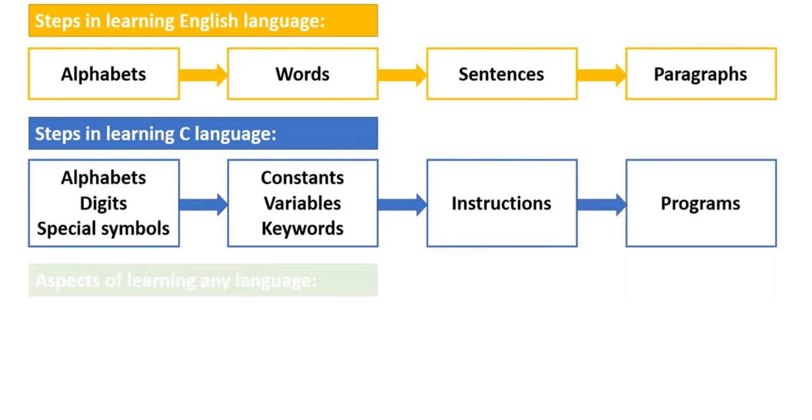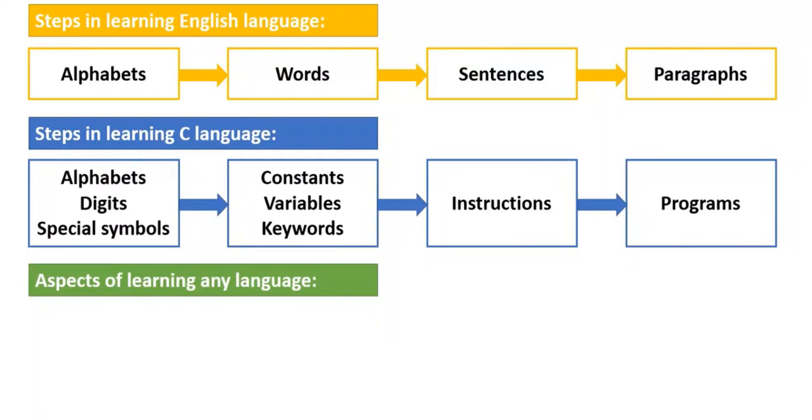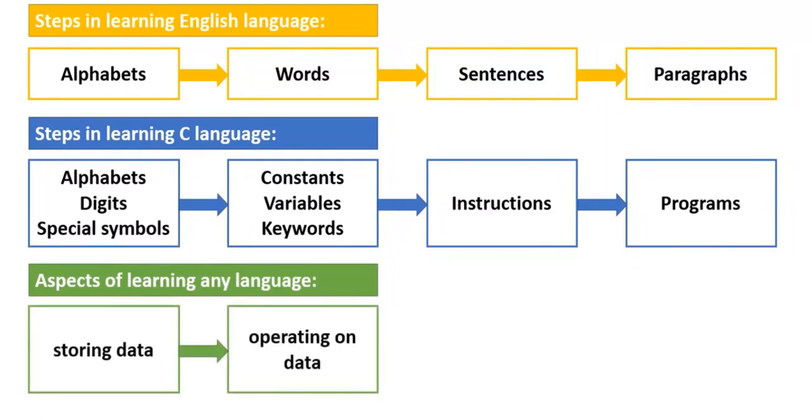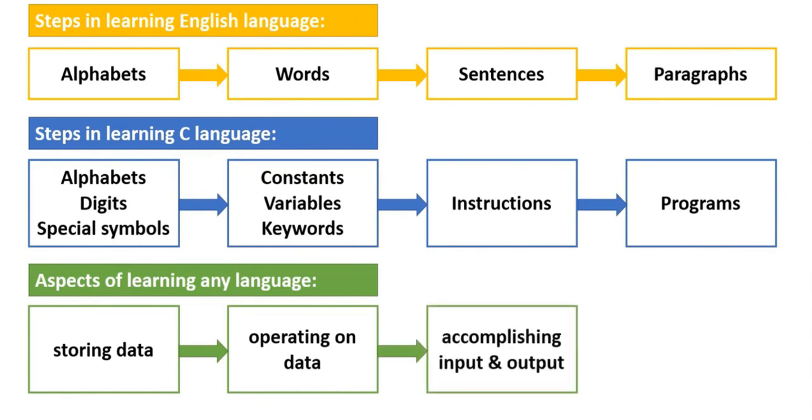There are four important aspects of any language: the way it stores the data, the way it operates upon the data, how it accomplishes input and output, and how it lets you control the sequence of execution.